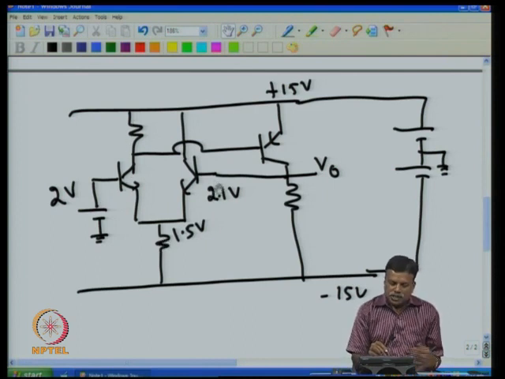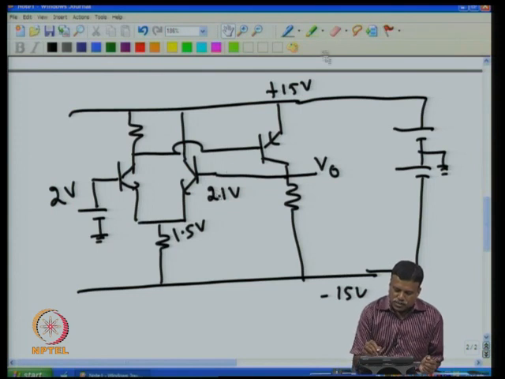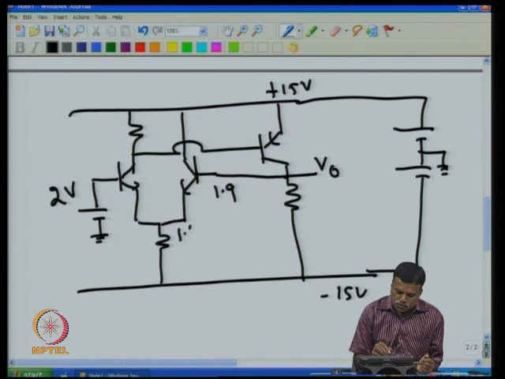And the other way around, if this voltage tries to go below 2 volt, for example I take this and put it as 1.9, then if this is 2, automatically this will go to 1.4. Now if this is 1.4 and this is 1.9, then you have only 0.5 and this cannot conduct. Then heavy current flows through this, and this voltage increases.